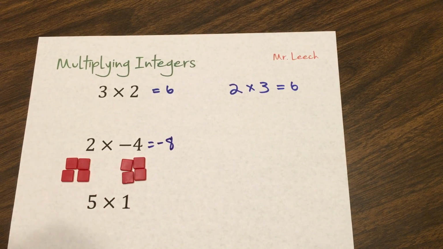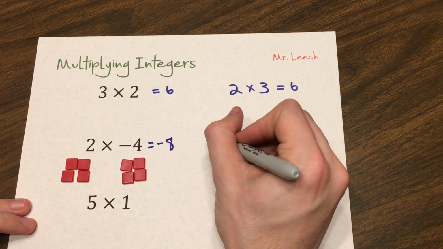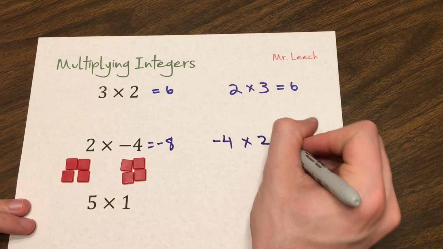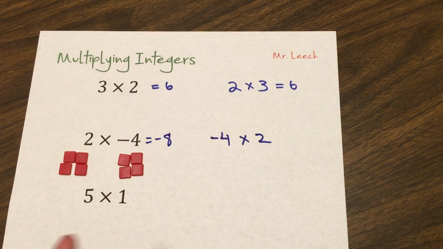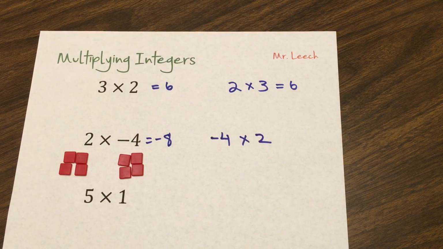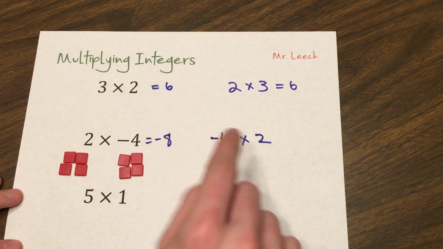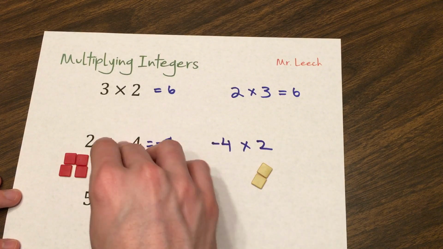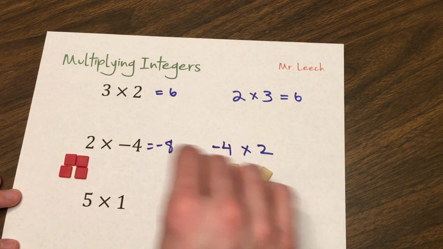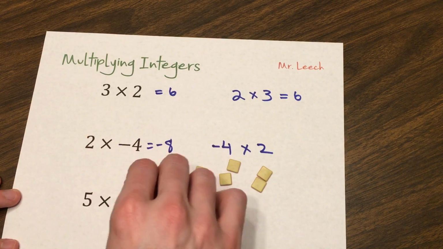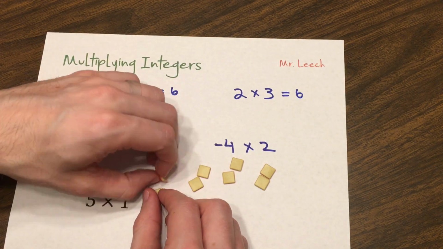So I could, again, just to show the commutative property, I could have negative 4 times 2. This is a little weird because I have negative 4 groups of 2. That just sounds weird in my brain a little bit. But nonetheless, let me make groups of 2. Groups of 2. Groups of 2. Group of 2. And a group of 2.